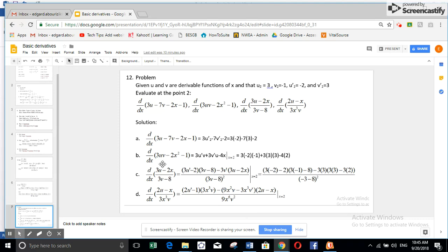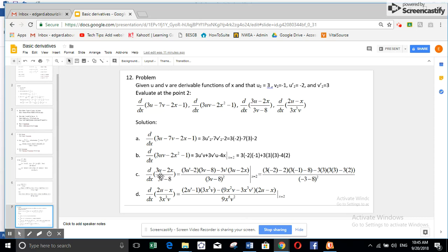If I do the second one, this is of the form u times v. So 3u prime v plus 3v prime u, and derivative of minus 2x squared is minus 4x, and 1 is 0. I want it at x equal to 2. I can write it, I write this vertical line and x equal to 2, to mean I want to replace x by 2. U prime, you replace it by its value. The same for v prime and u, and x here you replace it by 2.